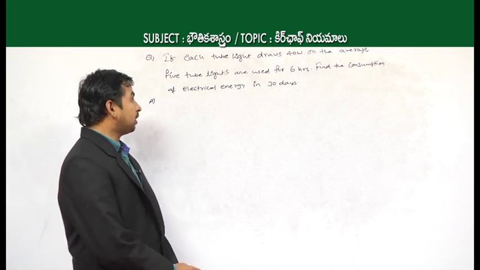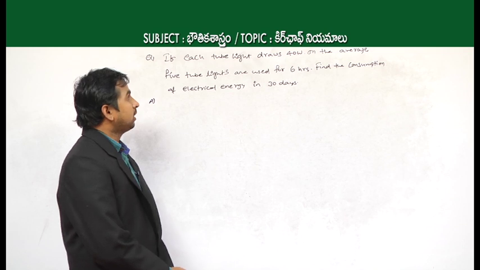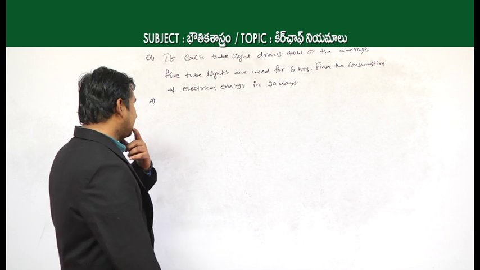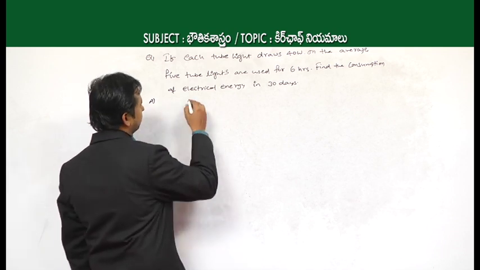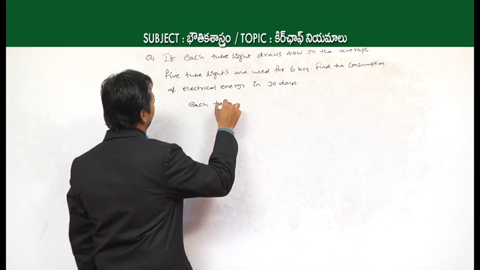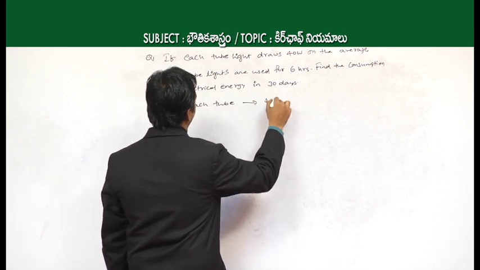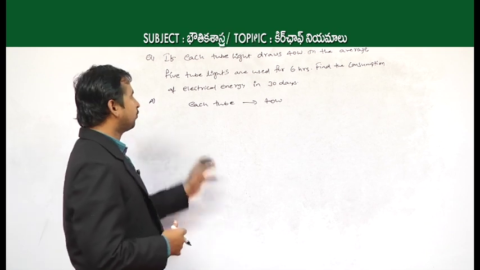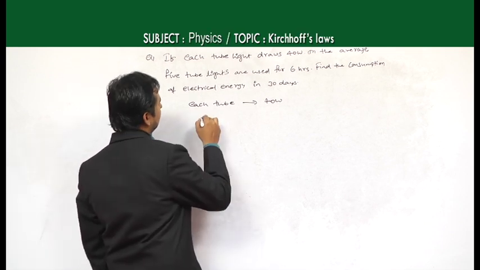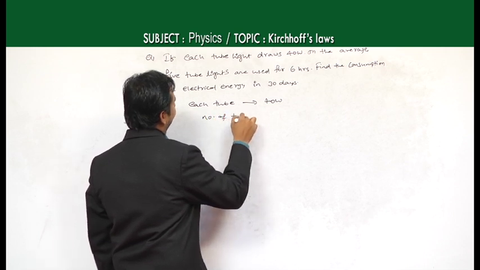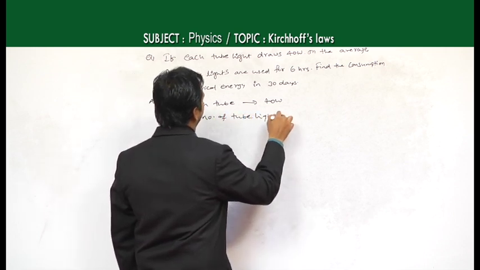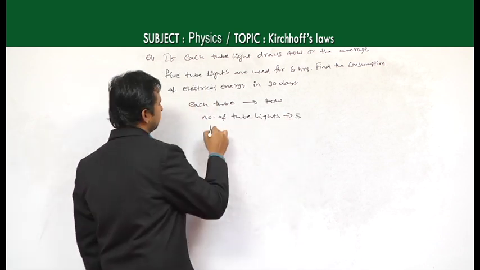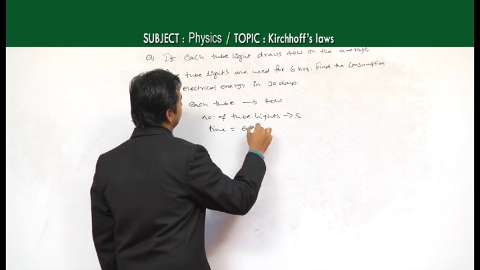Now, here we are finding the electrical energy, and power is given, which is equal to 40 watts. Each tube light is consuming 40 watts. The total number of tube lights we have is 5, and each is used for a time of 6 hours. So the time is also given, which is 6 hours.